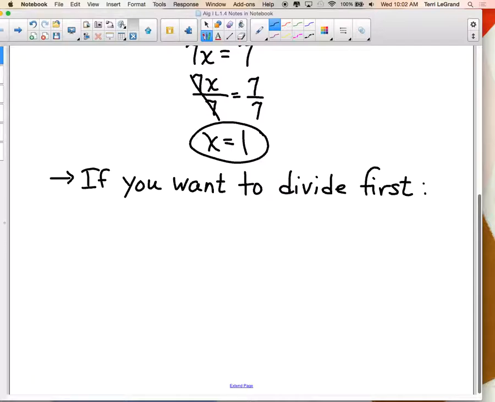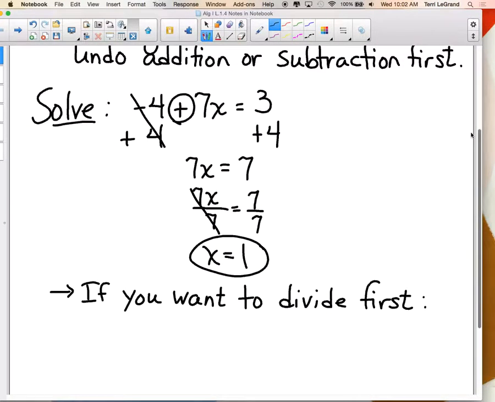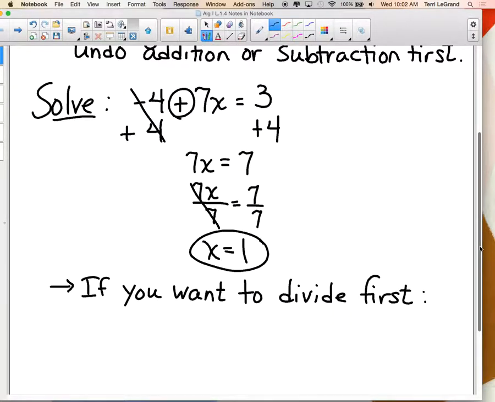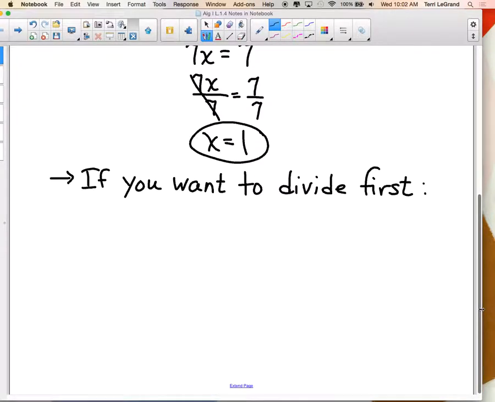Okay, I'll tell you why it's a big deal. When we add or subtract first, to undo addition or subtraction, we just have to do it once on each side. Once on each side. But if we decide to undo division or multiplication first, we have to do it to every piece. We cannot just do it once on each side.